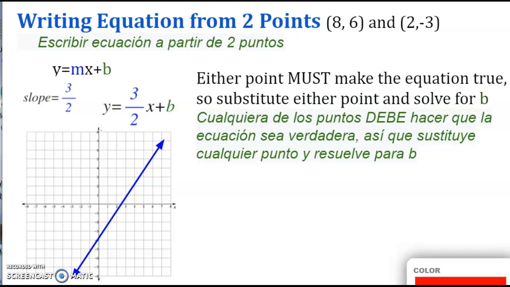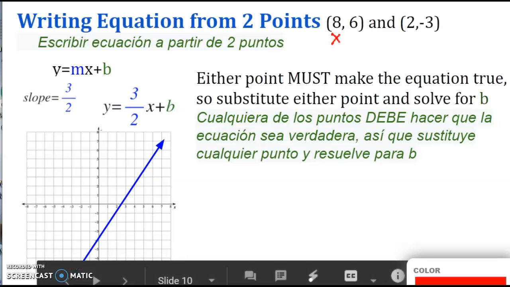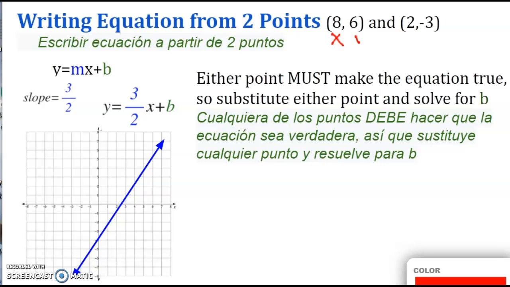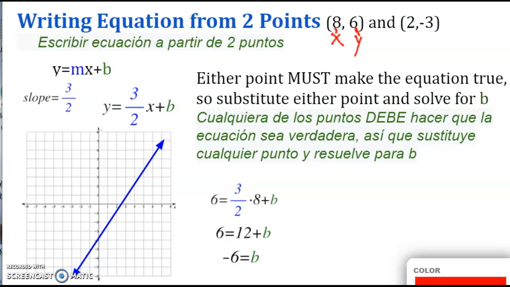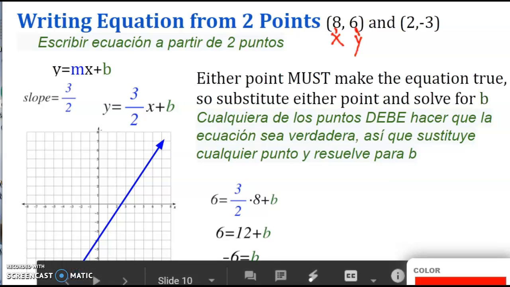So I'm going to choose (8, 6). And remember, 8 is my x value, and 6 is my y value. So that means I can plug it into the equation now. Where I see y, I am going to put in 6. Where I see x, I am going to put 8. And then you solve for b. b is the only variable that we do not know.